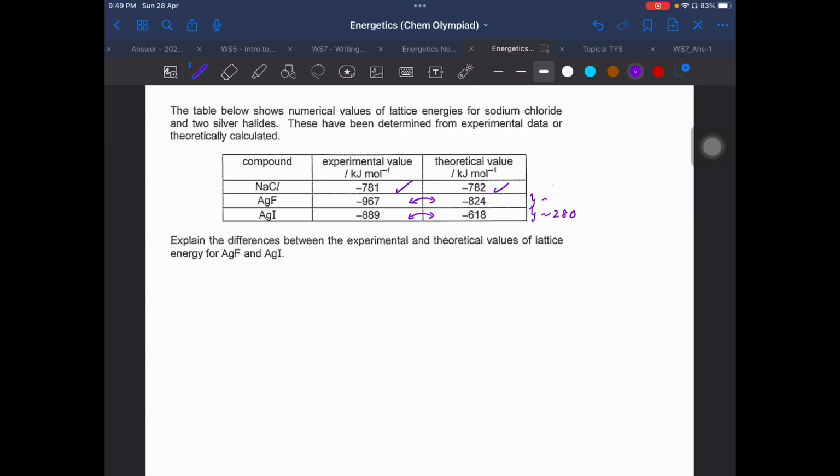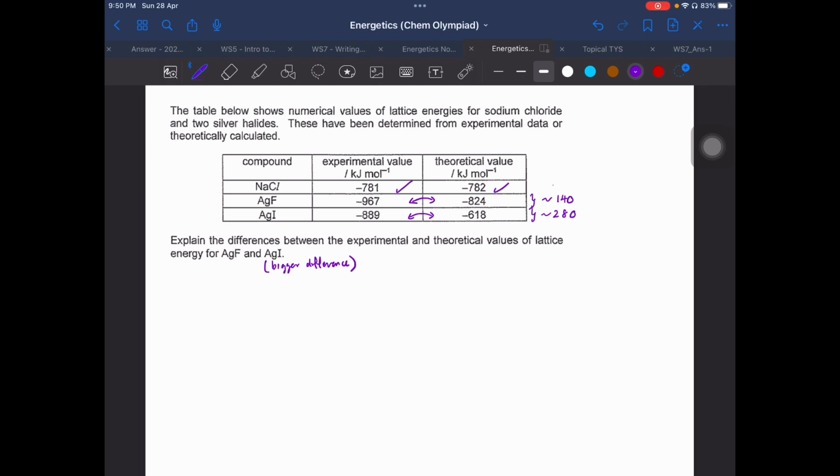And over here, the difference is about maybe 140. This is a difference. So what you see over here is that there's actually a difference between the experimental value of silver fluoride as well as its theoretical value. And same for the case of silver iodide. And specifically, it's a bigger difference for the case of silver iodide. Right? And we're trying to see why is that the case.